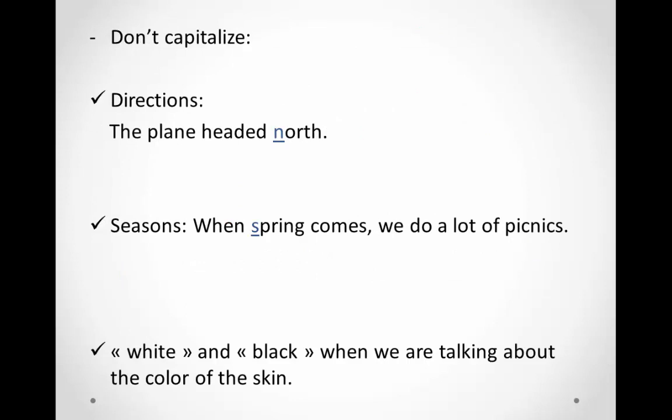We don't capitalize directions. The plane headed north. We didn't capitalize north. The same goes for south, east, and west. We don't capitalize seasons. When spring comes, we do a lot of picnics. We didn't capitalize spring, and the same goes for winter, fall or autumn, and summer. We don't capitalize white and black when we are talking about the color of skin.